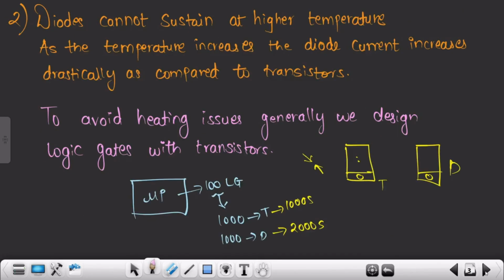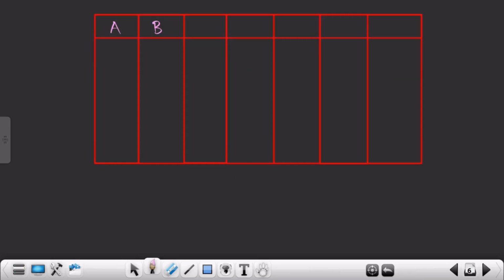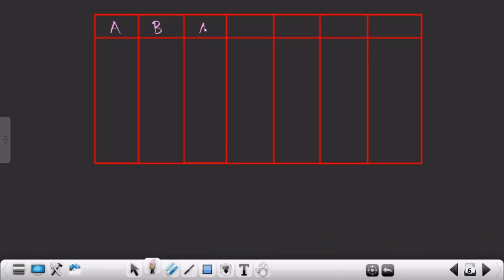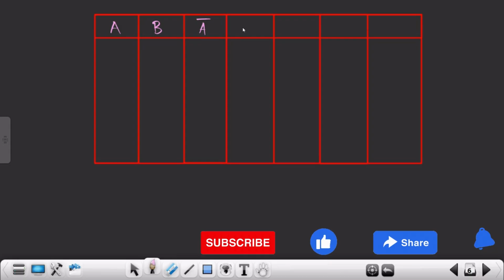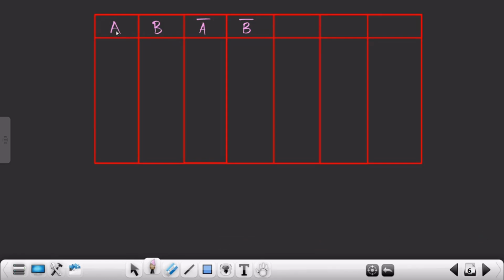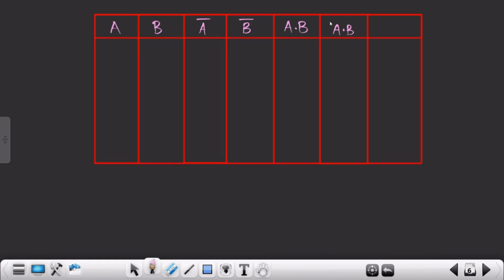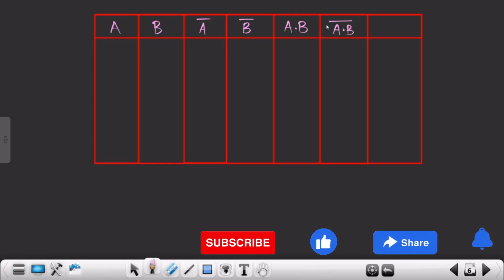Let me proceed further. So this is your two inputs A and B. Now I'm going to take A bar and B bar, so I'm going to provide one NOT gate in front of these two inputs, A bar and B bar. Then I'm going to multiply these two, that is A into B. Great. And then I'm going to take the negation of this, A into B the whole bar, that is, I'm inverting this.